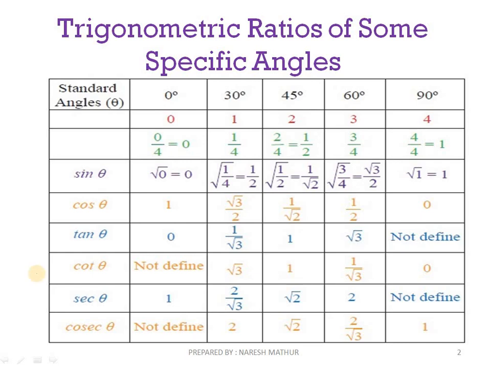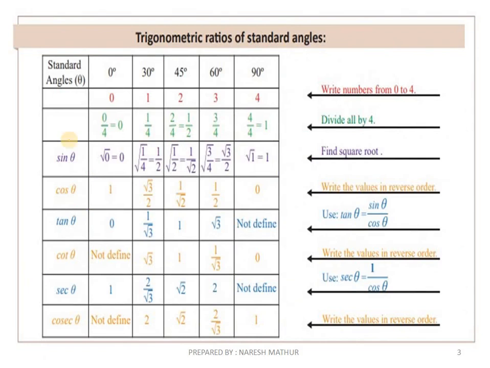But the question is, how can we draw the table? In the next slide I am going to explain how we can draw this table in simple steps. Let's see. Just see step by step, we'll discuss it. First we need to write all the trigonometric ratios: sine, cos, tan, cot, sec, cosec, and the standard angles 0, 30, 45, 60 and 90.